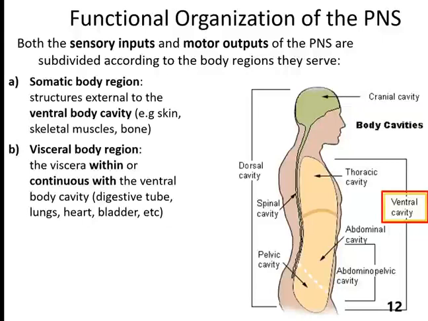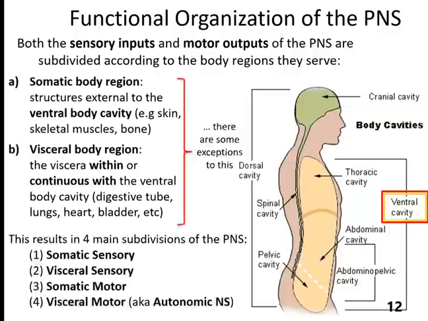So now would be a good time to pause and make sure you understand where the somatic body region is and where the visceral body region is. And then we will go and look at how that's reflected in the nervous system. So go ahead and pause. 3, 2, 1. Hopefully during that pause you walked through the somatic and visceral body regions.